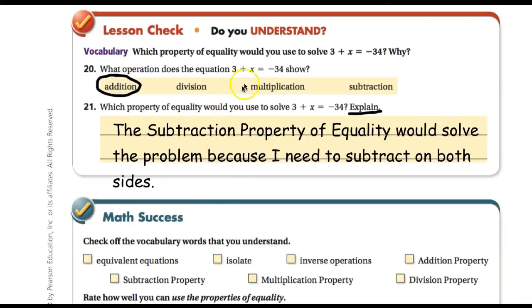Alright, 20, not a trick question. I see an addition sign right there, so I see addition. It shows addition. So then I would use the inverse of that, which is the subtraction property of equality. I would subtract 3 from both sides. So subtraction property of equality would solve the problem because I need to subtract on both sides. That would be a good explanation.